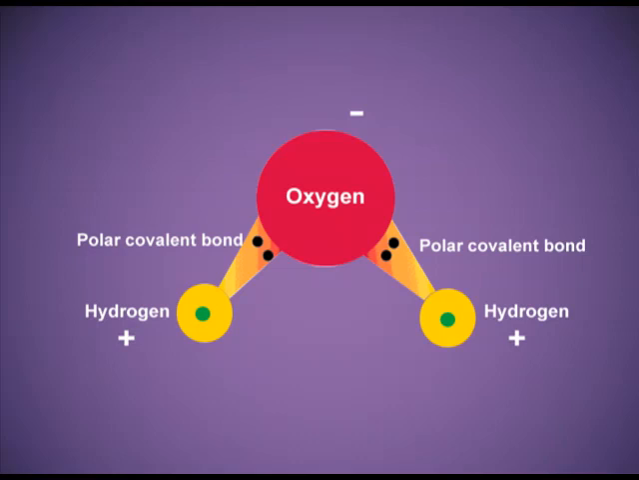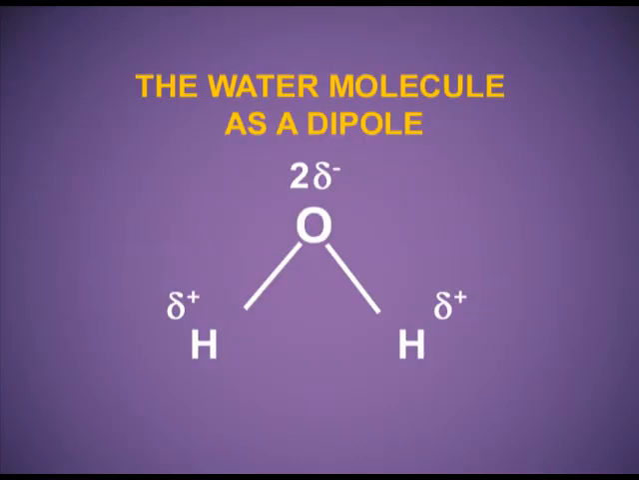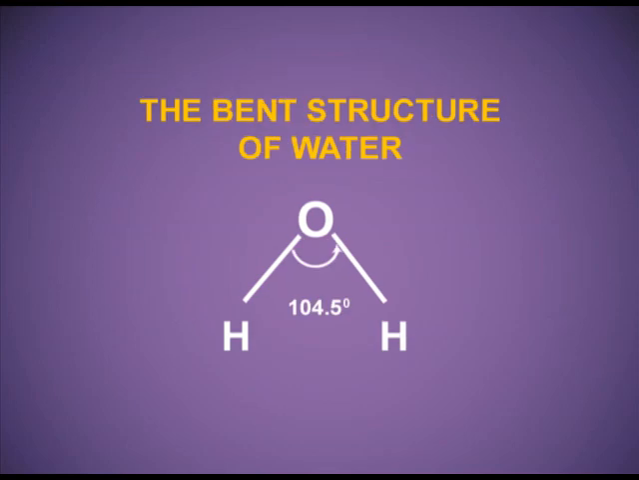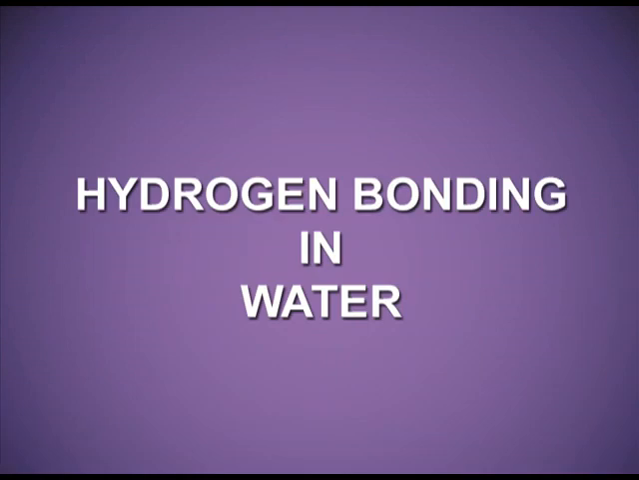charge. This figure also very clearly shows how the two electron pairs which are shared between the oxygen and hydrogen are shifted towards oxygen, and the bond is a polar covalent bond. You can see the water molecule as a dipole. The bent structure of water is very well seen on the slide and the bond angle is 104.5 degrees.